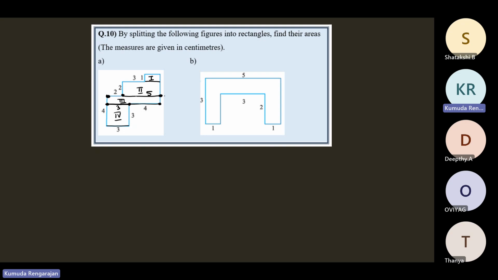Now, again, in rectangle 2, opposite sides are equal. So the length of this full thing from here to here is 5 centimeters. But from here to here is 3. So the length of the remaining line segment will be 2 centimeters. So the length of rectangle 1 is 2 centimeters.